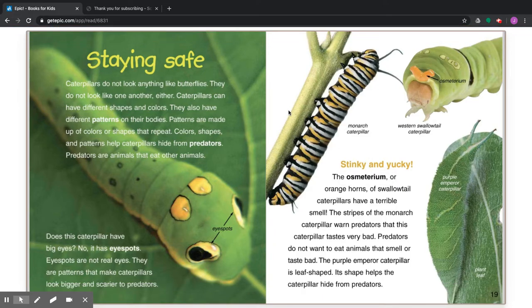Or orange horns of swallowtail caterpillars have a terrible smell. The stripes of the monarch caterpillar warn predators that this caterpillar tastes very bad. Predators do not want to eat animals that smell or taste bad. Would you? The purple emperor caterpillar is leaf shaped. Its shape helps the caterpillar hide from predators. What do we call it when an animal disguises itself to hide from predators or prey? Hmm. Yeah, that's right, camouflage.